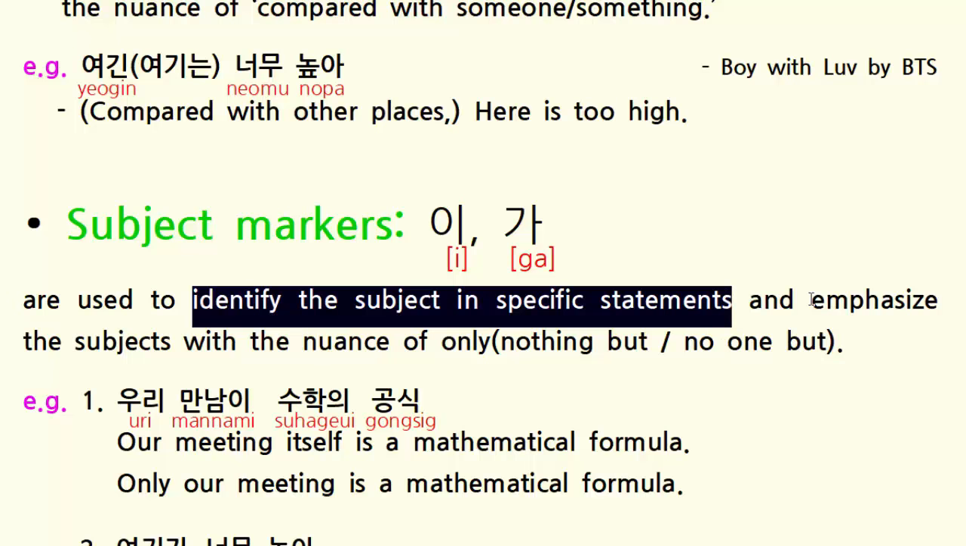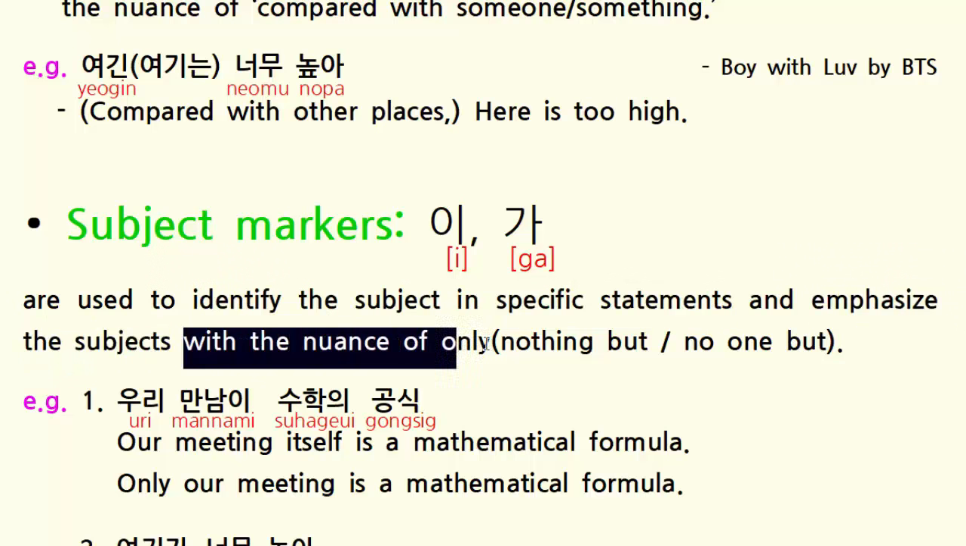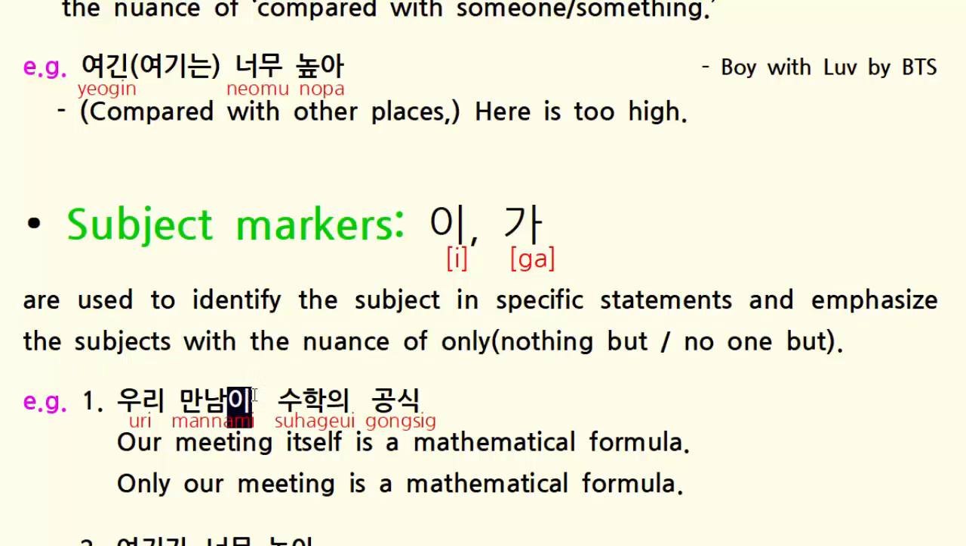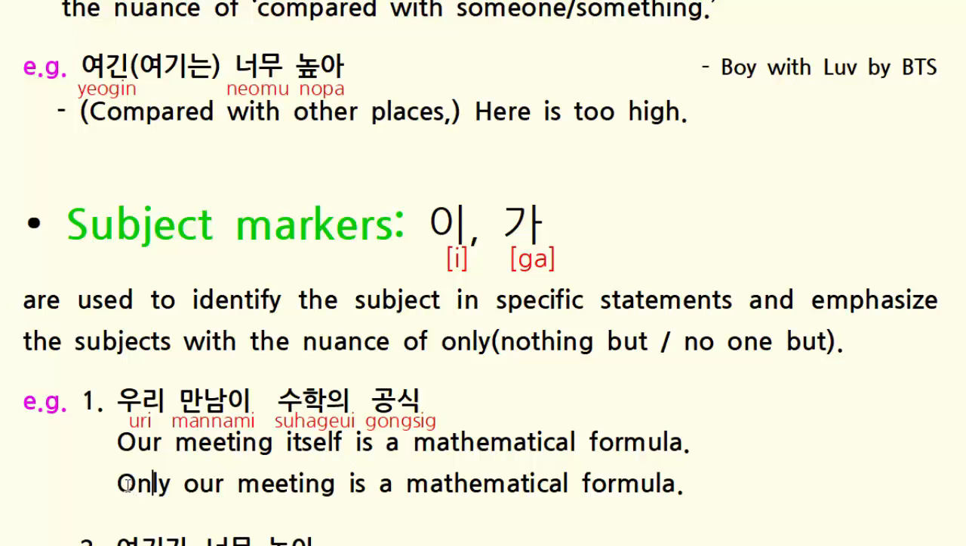Contrary to topic markers, these markers emphasize the subject with the nuance of only, or nothing but, or no one but. So I've changed only this marker into a subject marker. Not 우리 만남은, but 우리 만남이 수학의 공식. So when we use these subject markers after the subject, then it emphasizes the subject and is more specific. Our meeting itself is a mathematical formula, or only our meeting is a mathematical formula. Not other meetings, only our meeting itself.